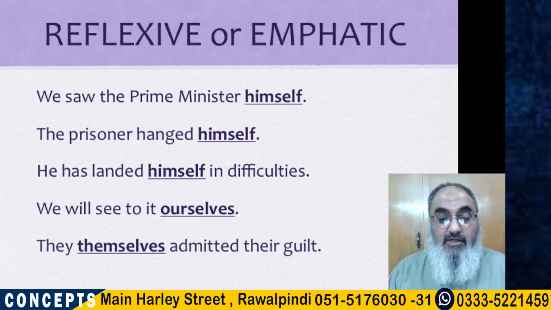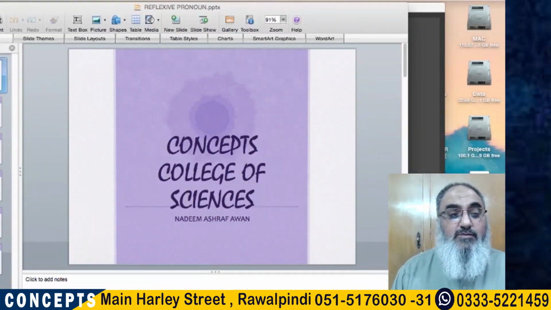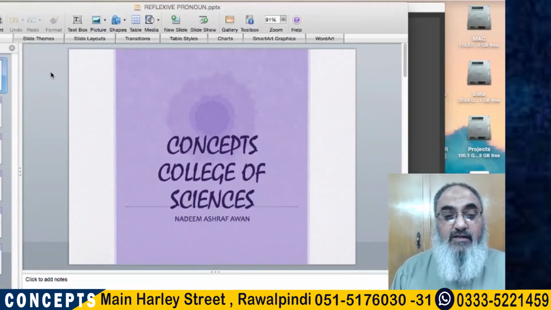They themselves admitted their guilt. Again, themselves is just after the subject, so it must be the emphatic pronoun. So yes, it is the emphatic pronoun. They themselves admitted their guilt. Or without it, they admitted their guilt. I hope you understood the concept of the reflexive and emphatic pronouns, and you will be able to differentiate between them. Thank you very much.